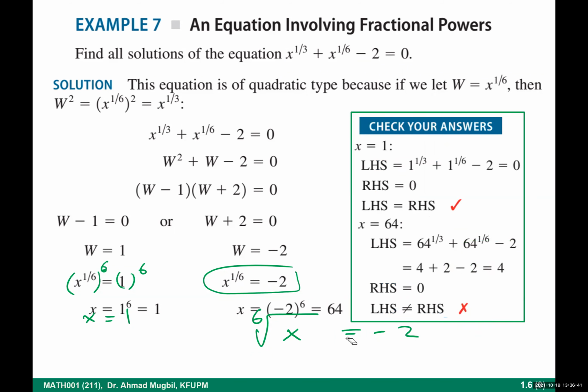Look what will happen if you check. If x is 1, it is clear: 1 plus 1 is 2, 2 minus 2 is 0. So it checks. Now let's put x equals 64.